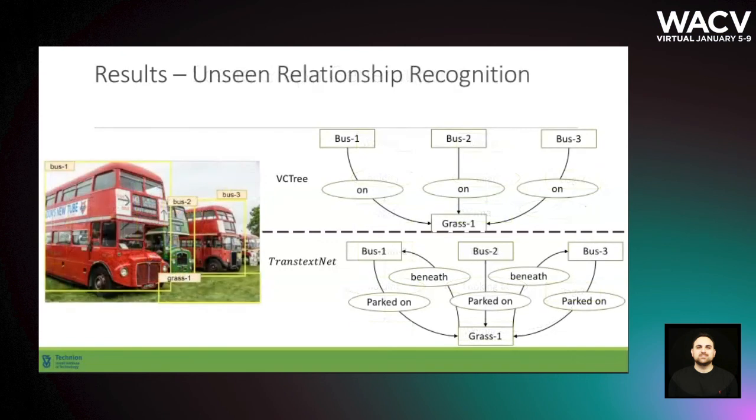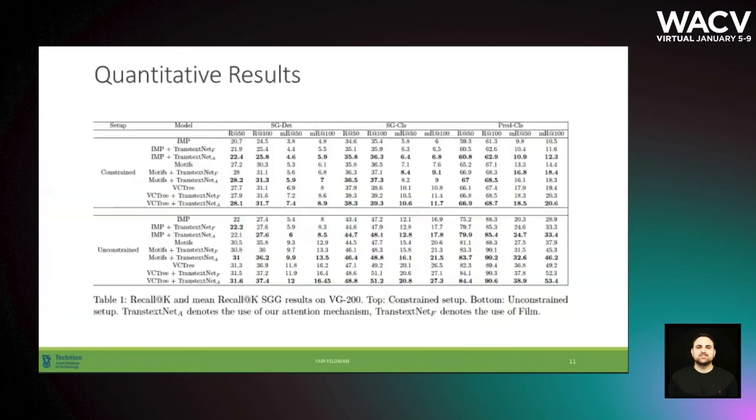Here we see results of a new task we defined, unseen relationship recognition. On the top, no unseen relationships are recognized by the state-of-the-art scene graph generation systems, while at the bottom, TranstextNet is able to recognize two unseen relationships, part on and beneath. This enables better semantic representations of images by using free text.